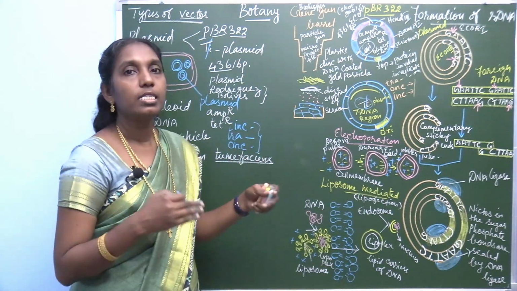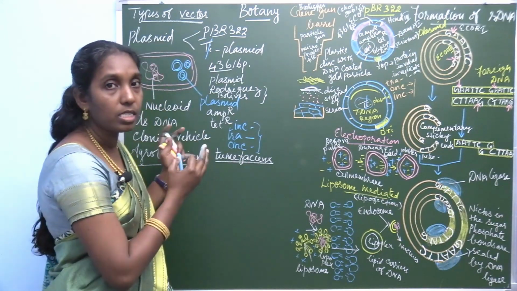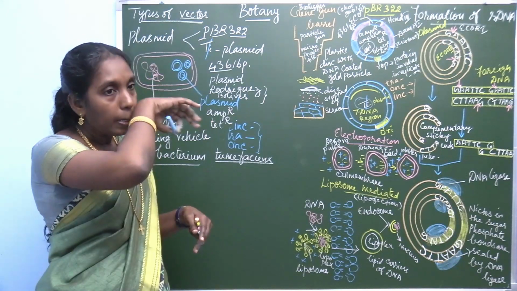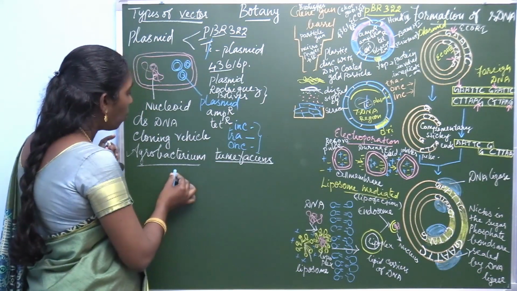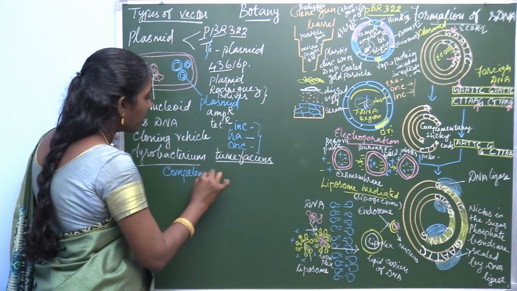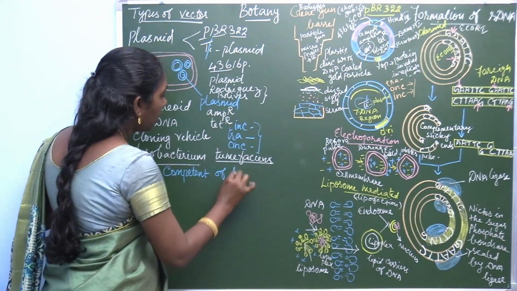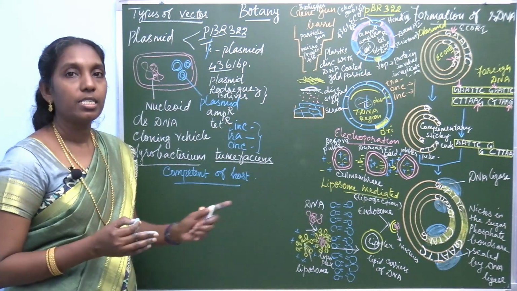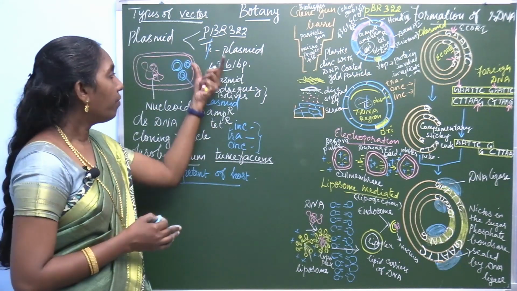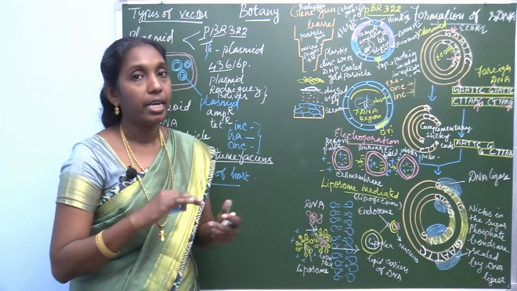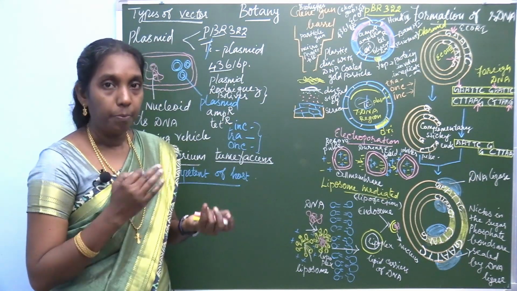Now, these are the types of vectors. Second question: competent host. What is this competent host? Now the vector is ready, and recombinant DNA is to be prepared.